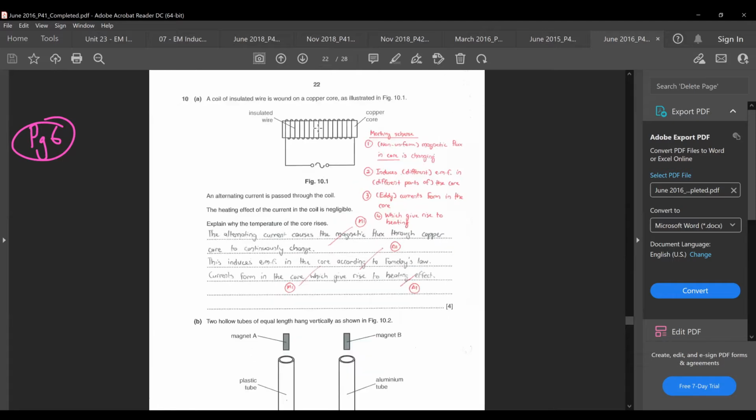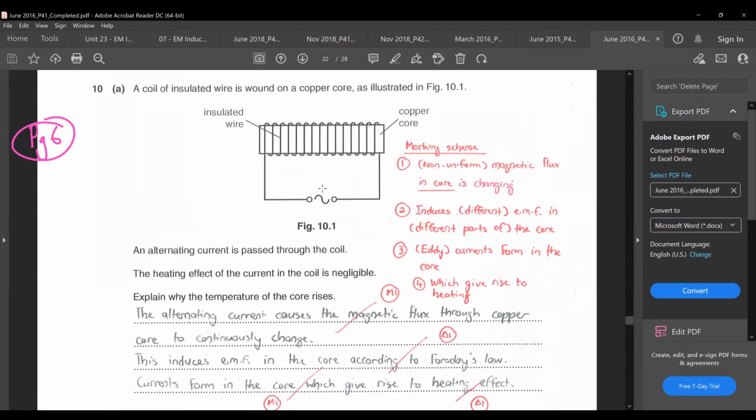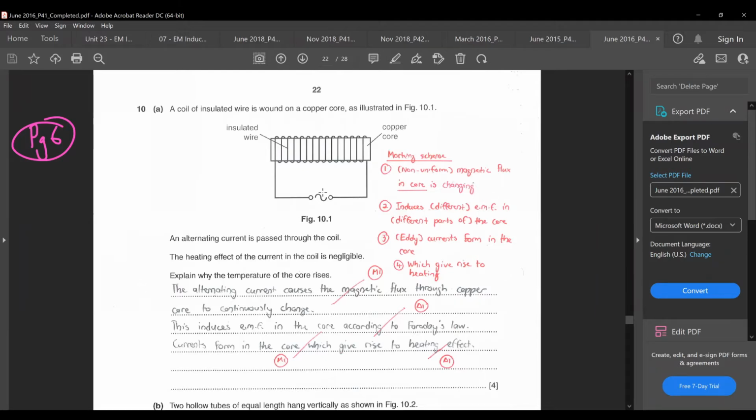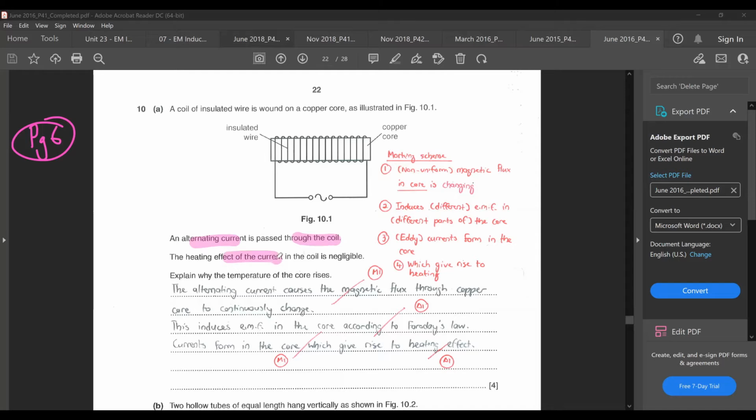All right, so now if you look at this one, page 6, question 10 there. They tell you that you have a core insulated wire that is wound on a copper core as illustrated in figure 10.1. An alternating current is passed through the core. The heating effect of the current in the core is negligible. Explain why the temperature of the core rises as a result of you running an alternating current through the core.